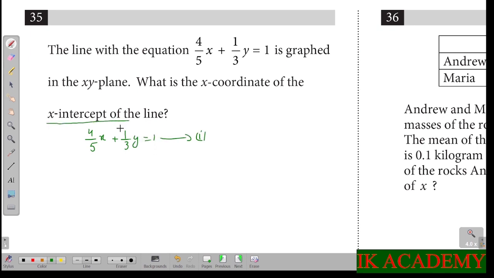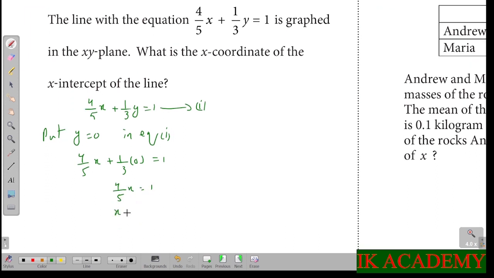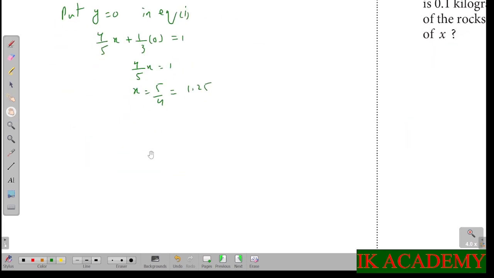We can find the x-intercept by putting y is equal to 0. So put y is equal to 0 in equation 1. It will be 4 by 5x plus 1 by 3 into 0 is equal to 1. So 4 by 5x is equal to 1. x is equal to 5 by 4, which is 1.25. So that's the x-intercept when y is equal to 0. Let's move to the next question.